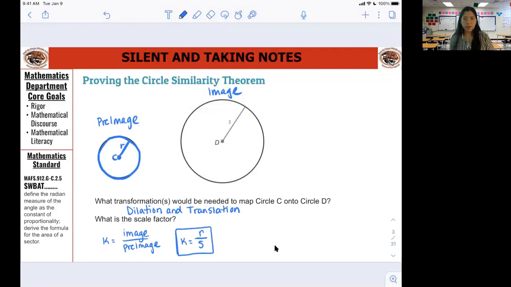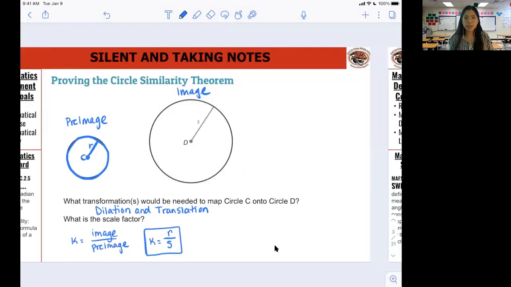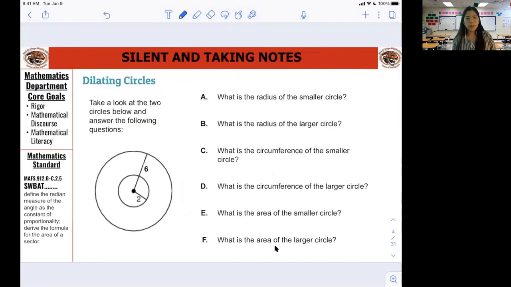All right, so now let's do an example. So here are my two circles. I have a large circle and a small circle. Let's go ahead and try and answer all of these questions. Anybody can answer at any point. I just want to hear from everybody, participation. What is the radius of the smaller circle? The radius of the small circle is 2.